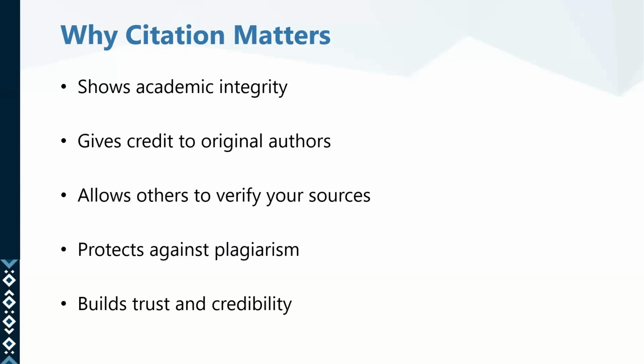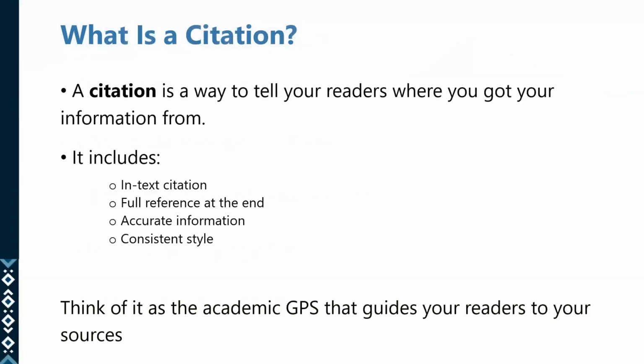It also helps to build trust and credibility. Because, for example, if two articles are reporting the same data, but only one properly used a citation, it's only that one that will be trustworthy at the end of the day. So, what is citation? Citation is a way to tell your reader where you got your information from.